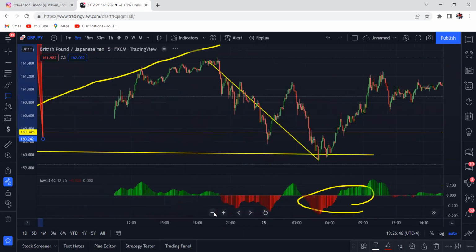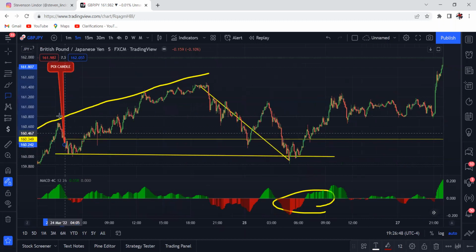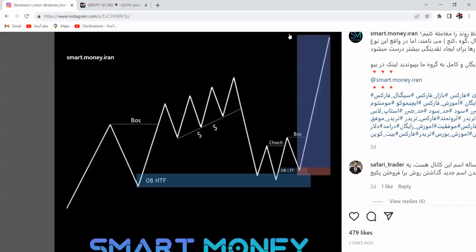I'm on the 5 minute time frame. Perfect. See, POI candle right here. Now I'm looking for the same sequence right over here, guys. That same sequence right over there.